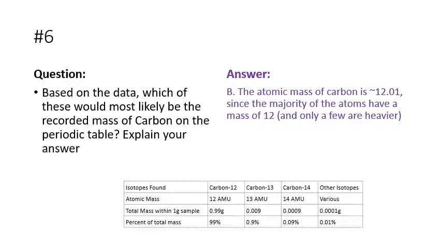Now, if you didn't have a periodic table, we could still predict that because we see that carbon 12 makes up 99% of the total. So the average is going to be really close to 12. The other elements, carbon 13 and carbon 14, are slightly heavier, so the average is going to be slightly bigger than 12.